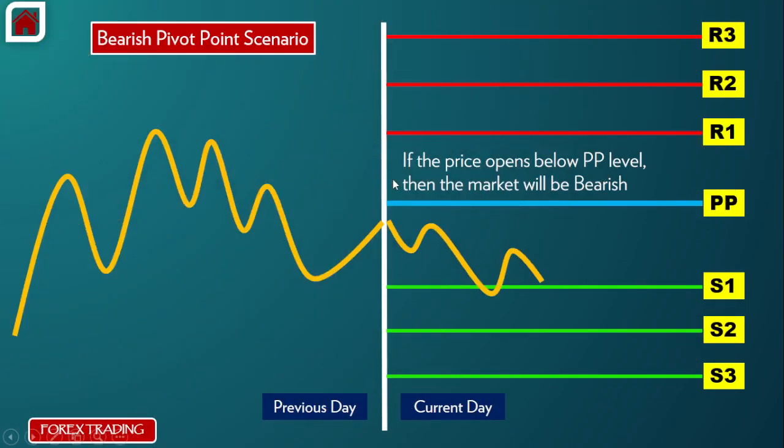Now the other scenario is the bearish pivot point. The previous day price was here when we apply pivot point. See, the price has opened below the pivot point level. If the price opens below the pivot point level, then the market will be bearish. So this is how the market is bearish and the price is going downward, and we will try to find a sell opportunity in this case.